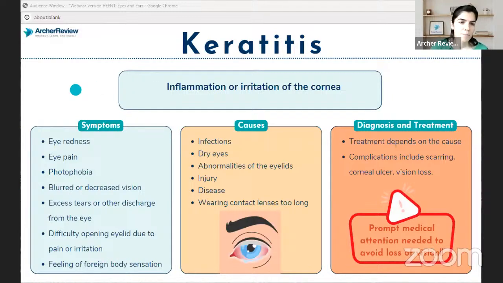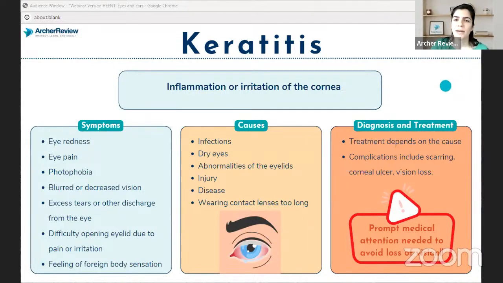A lot of them are red flags, right? So eye redness, that's pretty vague, but eye pain, photophobia, right? Blurred or decreased vision, that's not normal. And then this one, difficulty opening the eyelid due to pain and irritation. So that should be a huge red flag for you, right? That's not normal. And so, like I said, keratitis has a lot of different causes.